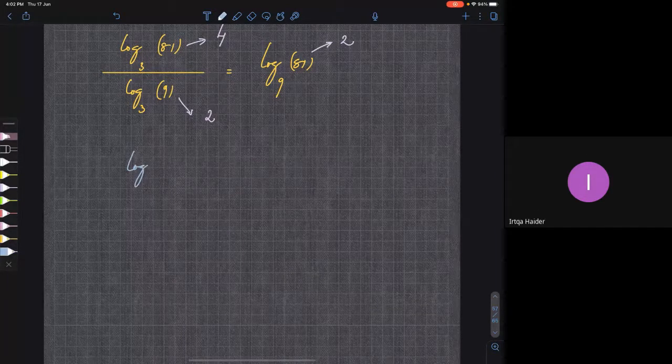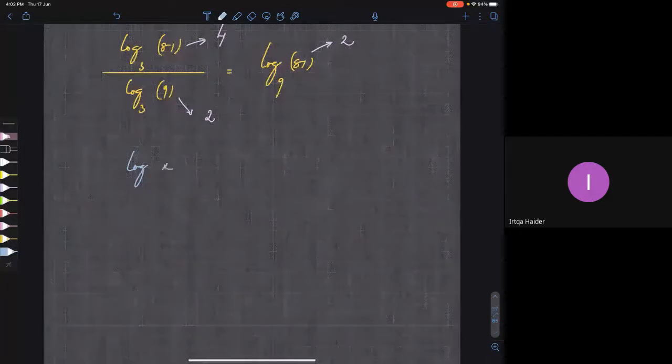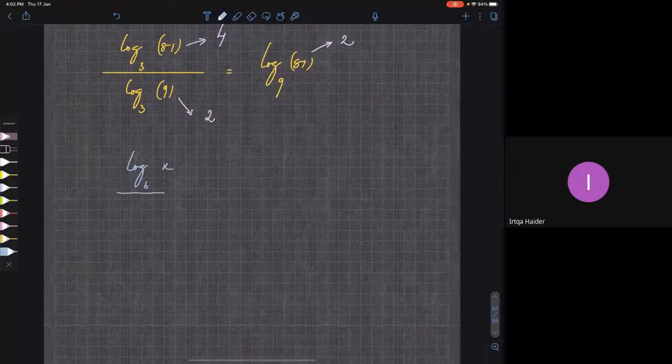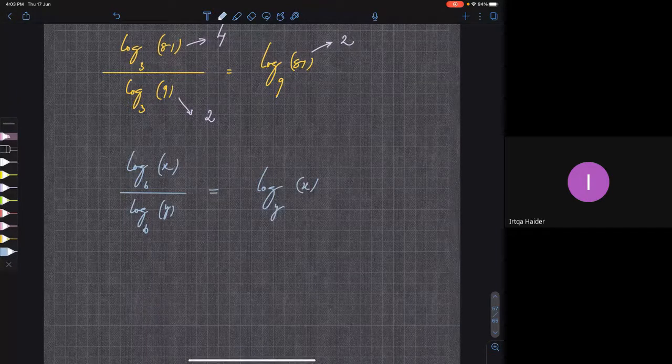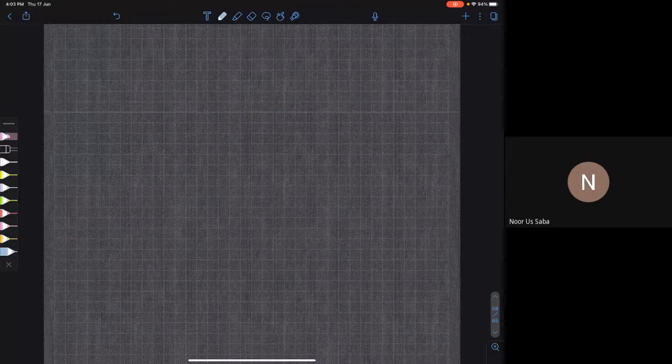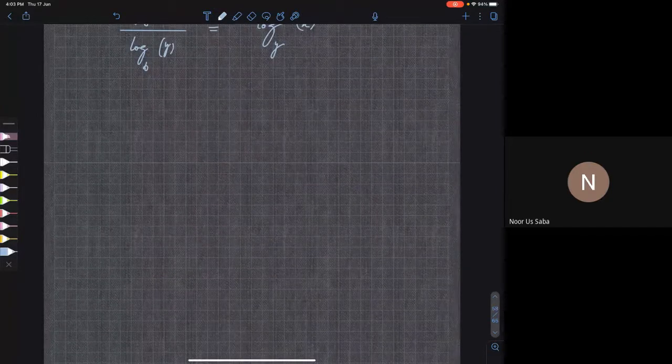Yes. So log of a number x to some base b, divided by log of another number y to the same base b, will be equal to log of x to the base y. So this is the property you have to remember. Clear? Okay.